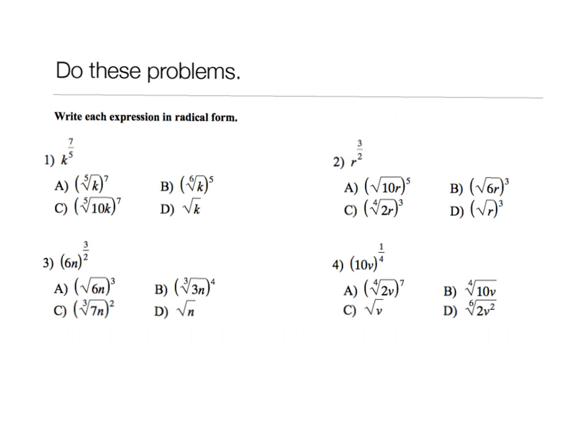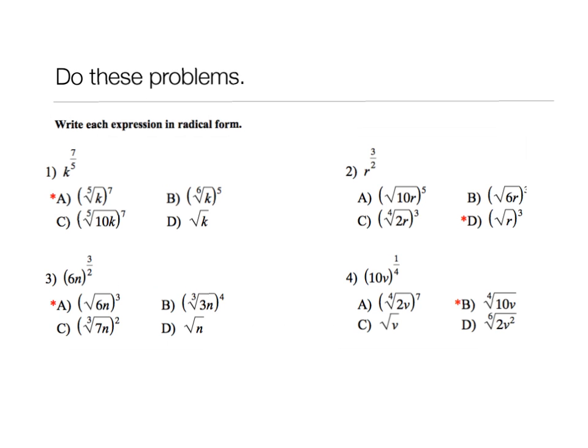I'd like you to try all of these problems, and when you're done, I will explain the answers. Okay, so here are the answers, and you'll notice 5 is the index, 7 is the exponent. Here, 2 is the index, that's a square root. We don't write the 2, but it's still there. 3 is the exponent. Over here, 2, index, square root, 3, exponent.